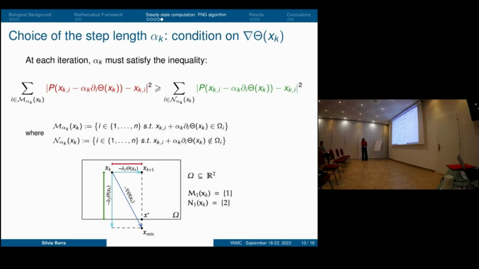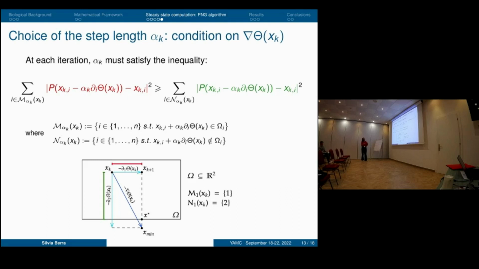But what do we ask the step length to satisfy? We want this red part to be bigger than the green one, where the red part indicates the quantity we can move on if we choose that alpha. So we can move along for this segment if we choose this alpha, that here is equal to 1, but we don't move along this segment here.